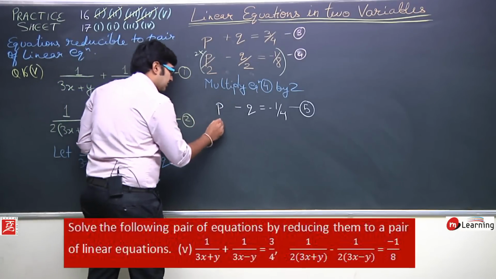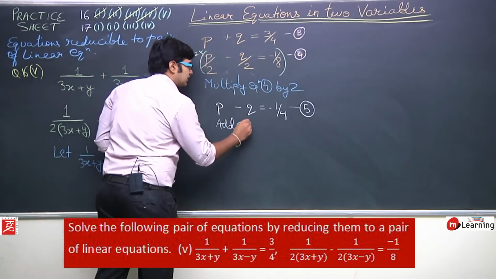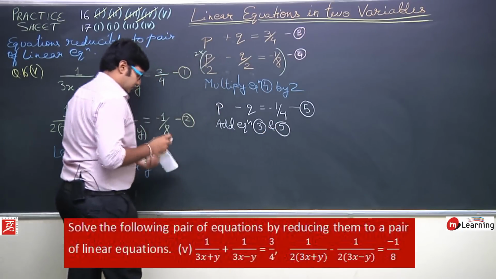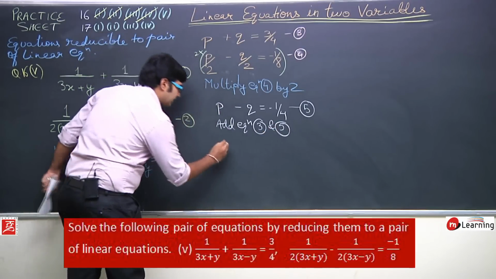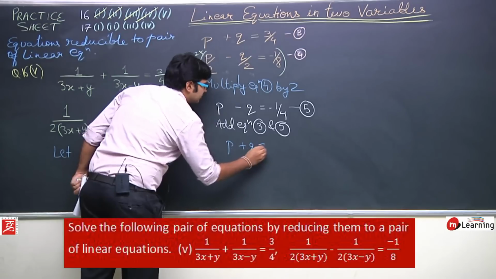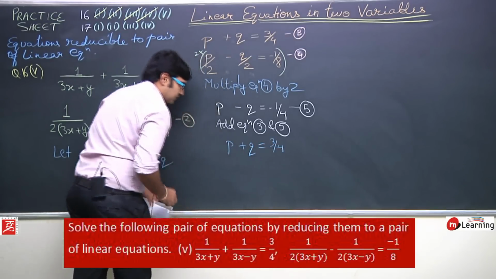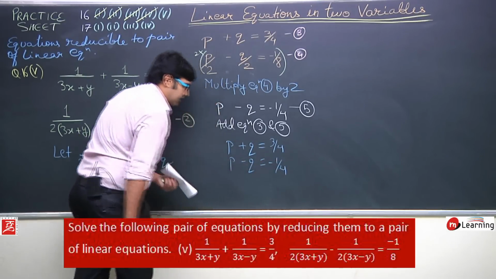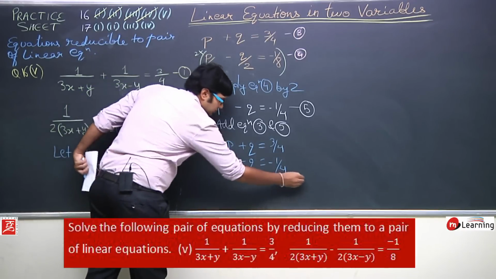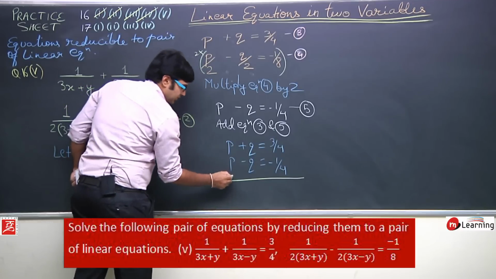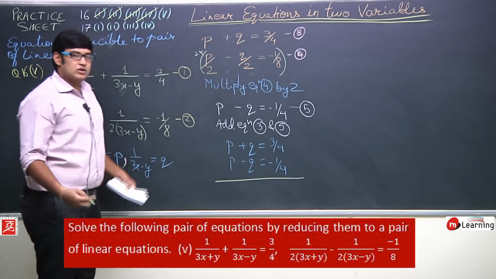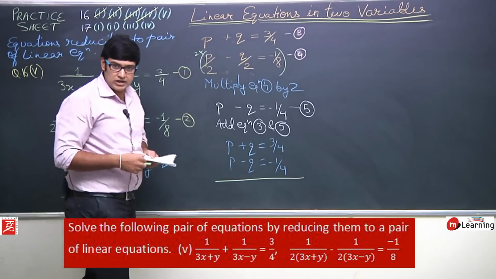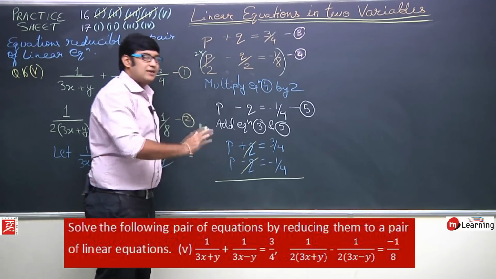So let us add equation 3 and 5. So let us add these two equations. P plus Q is equal to 3 by 4, and the second equation is P minus Q is equal to minus 1 by 4. So adding these two equations, you can see no sign change will happen because we did not do subtraction, we are doing addition. In the case of addition, the sign does not change. Hence Q and Q will get eliminated.